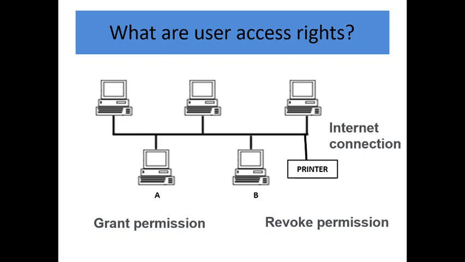If this network administrator wants to take out this permission from this user B, it means accessing the printer service permission, he can do it like that. We call it revoke permission. Simply it means take it out, take it back. So it means user access rights. Grant the permission to the user as well as revoke permissions.